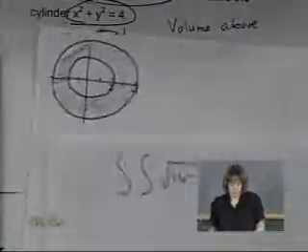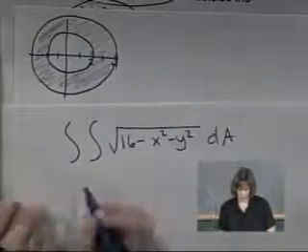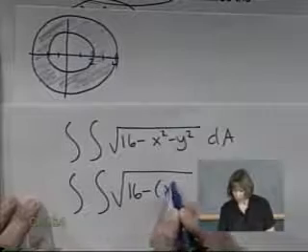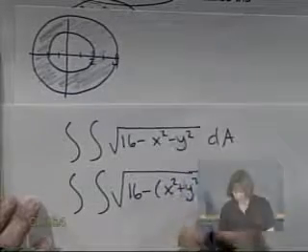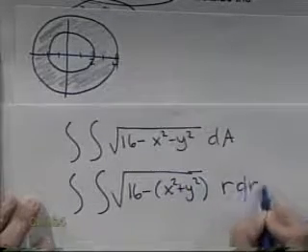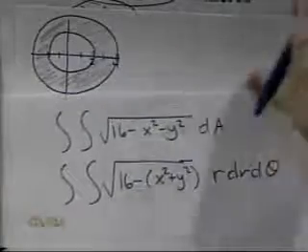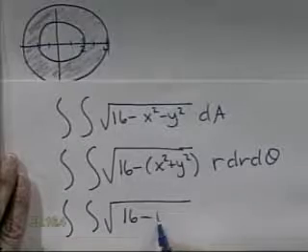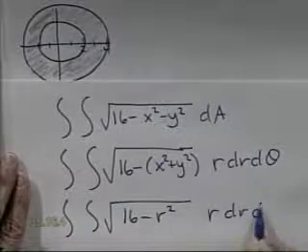But we're going to do it over polars. We could write this as 16 minus quantity, x squared plus y squared. And for dA, put r dr d theta, which is going to give us the square root of 16 minus r squared, r dr d theta.